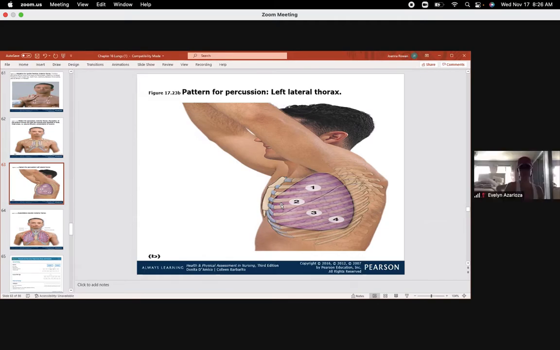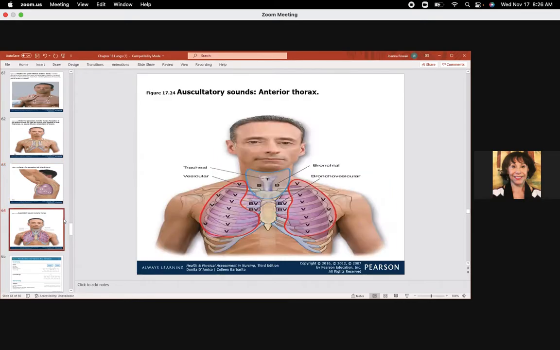So let's go over. Again, you are not expected to percuss on the sides but just the posterior. And we were saying that the most frequent auscultatory sounds that you will hear are the vesicular.